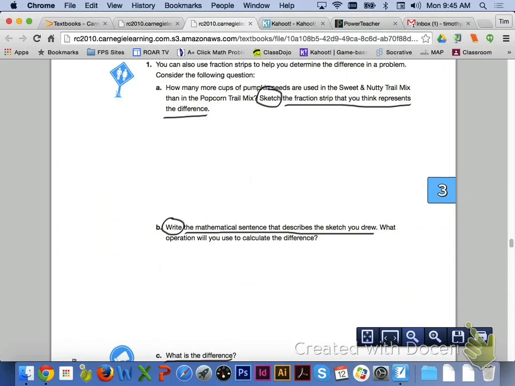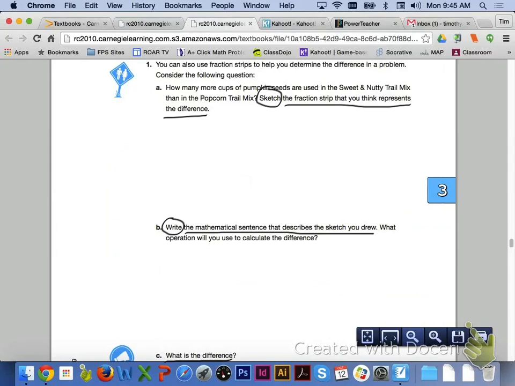We are going to skip number 3 in problem 2 and move on to problem 3 on page 173. Now we are looking at what is the difference. You can also use fraction strips to help you determine the difference in a problem. Let's consider the following question. How many more cups of pumpkin seeds are used in the sweet and nutty trail mix than in the popcorn trail mix? So go ahead and answer letter A, B, and C with your group members.